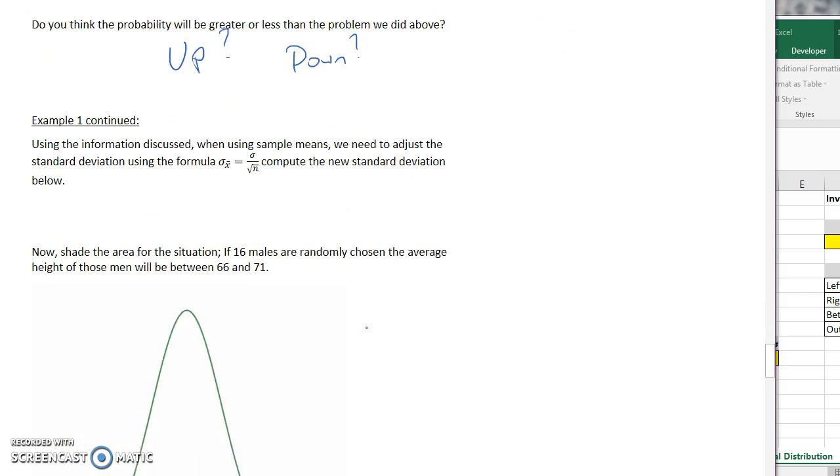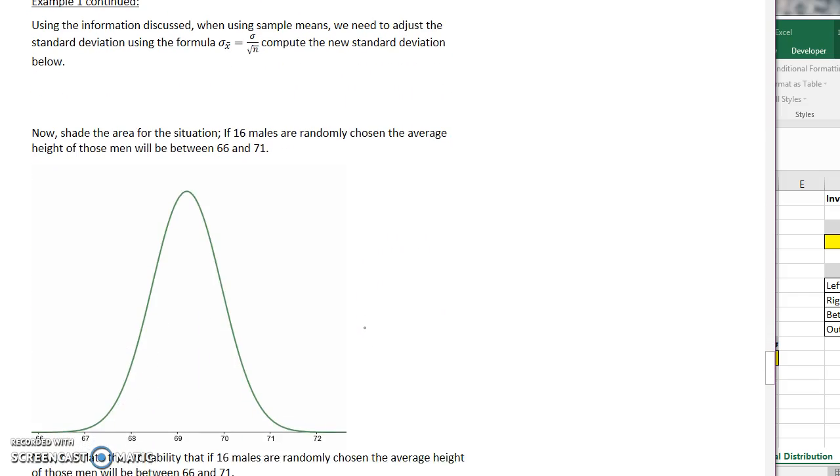So now what we're going to do is work on this in terms of this distribution right here. It says we're going to pick 16 males, right? So using the information discussed at the top of the video, we need to adjust the standard deviation since we're averaging a bunch of males' heights up. So the mean is still going to be 69.2, but since I am doing a sample of 16 people, we're going to alter that standard deviation by taking the old standard deviation and dividing it by the square root of our sample size. How many people are in my sample? There are 16 of them. So it's going to be 3 divided by the square root of 16.